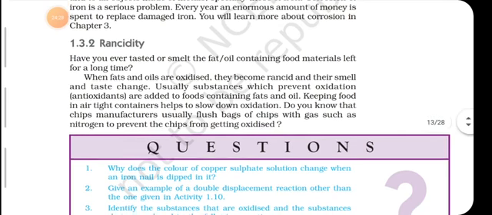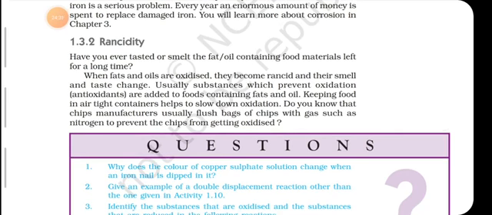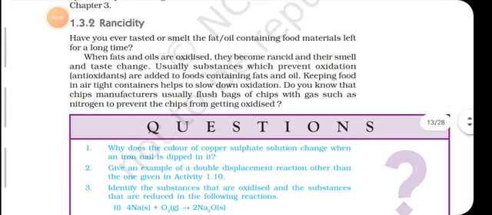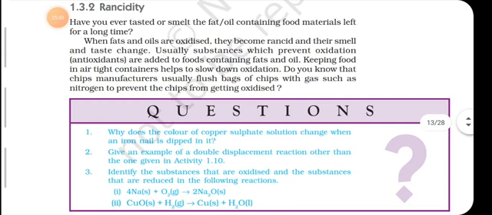Do you know that chips manufacturers usually flush bags of chips with a gas such as nitrogen to prevent the chips from getting oxidized? Fine. So there are three main forms: keeping the food in an airtight container, adding vinegar or antioxidants for keeping the food good for a longer period of time, and last, wrapping things with aluminum foil or flushing them with nitrogen gas.